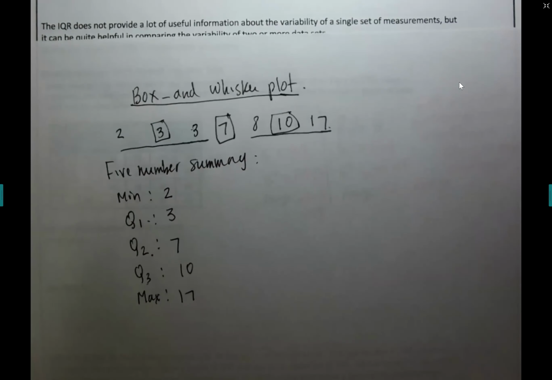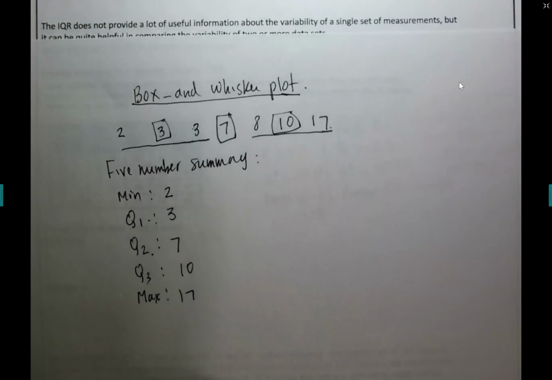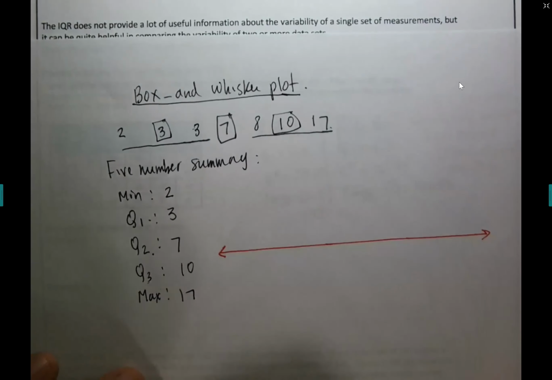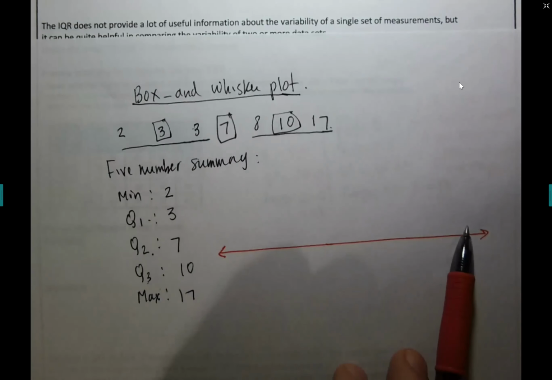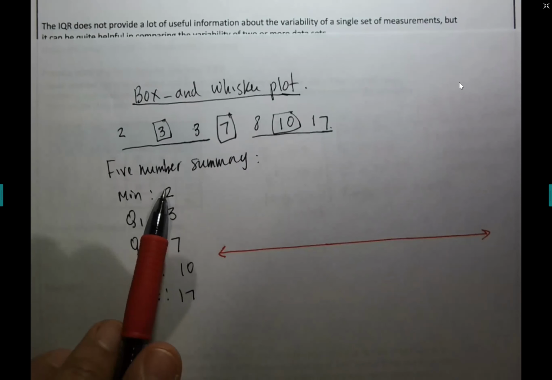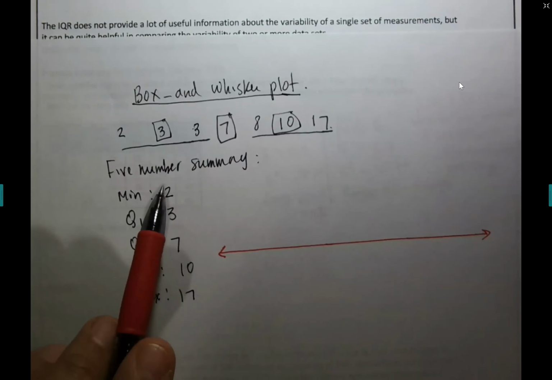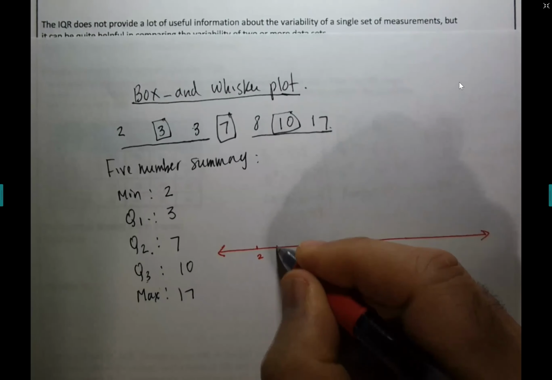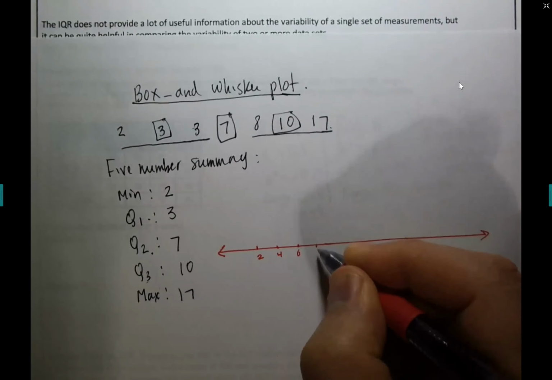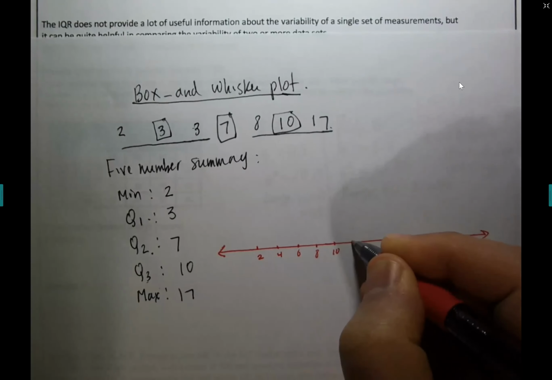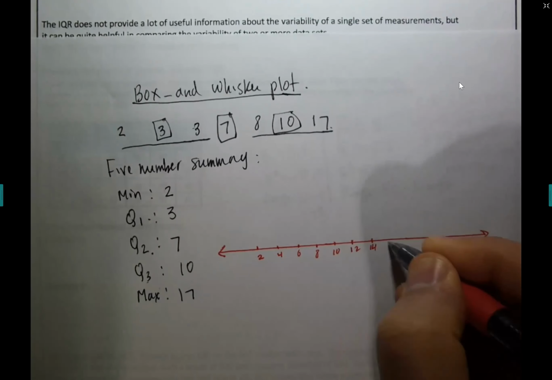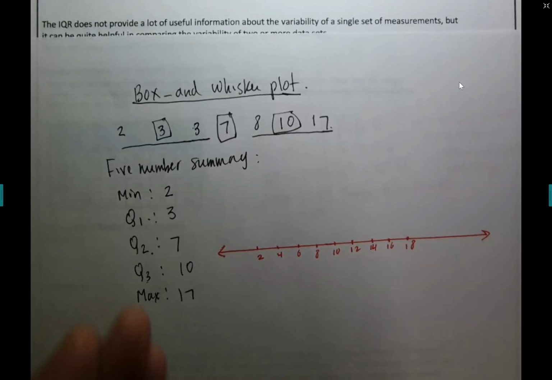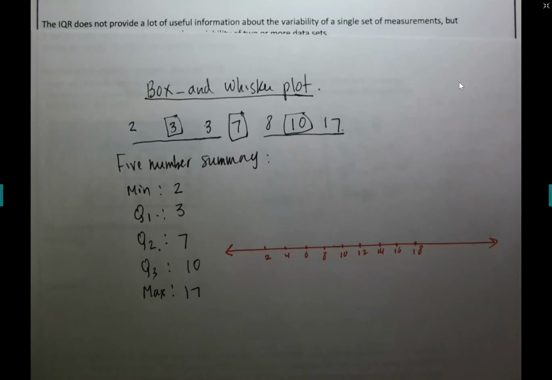Let me tell you how to do a box and whisker plot. You do a number line like this. What kind of numbers do you need to put on the number line? You need to make sure that the minimum shows up and the maximum shows up. So you need from 2 to 17. This is how I would start if I were you guys. I would start like 2, 4, 6, 8, scale it properly, 10, 12, 14, 16, 18. I don't need to go beyond that because I need up to 17. So you do the number line like that.